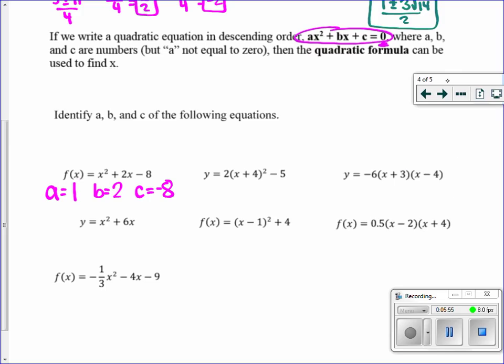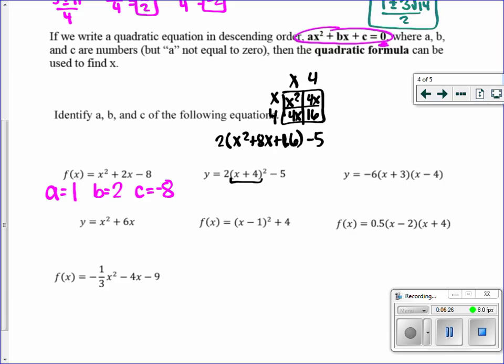On the second one, that's not standard form, so we need to make it into standard form first, and then figure out our a, b, and c. Making that into standard form, we've talked about it. You square this first, so whether you like the area model or whatever, x plus 4 and x plus 4. So this is 2, and then x squared plus 8x plus 16, and then minus 5.